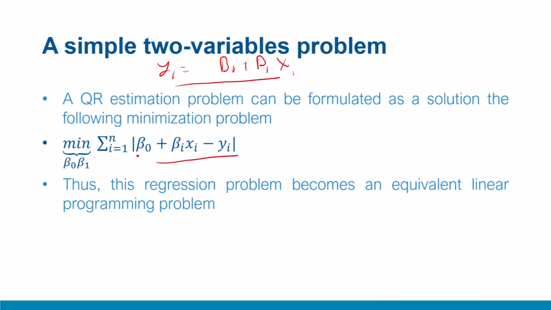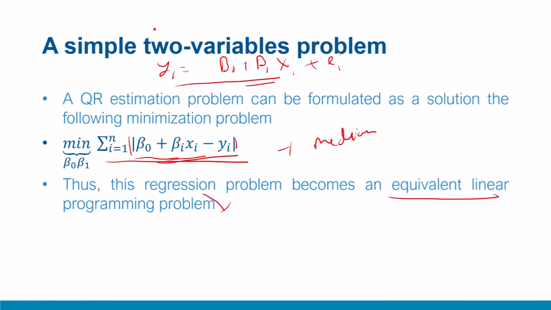Here, we are trying to minimize this, and you can think of this as the residual or error term from the model. Because we are taking the magnitude of the residual, we are trying to minimize the summation of it. This will give us the median. So this is the median estimation problem, and it can be transformed into an equivalent linear programming problem.